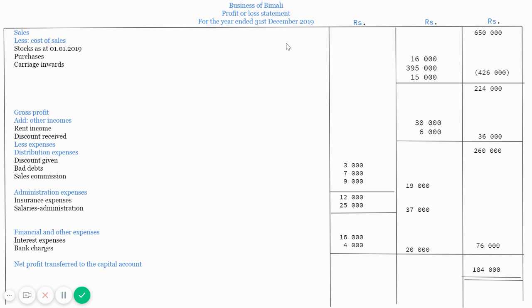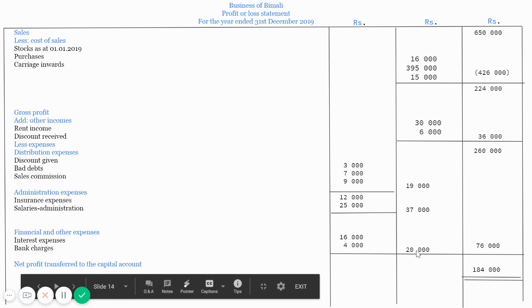Then for the cost of sales figure, you will be given half a mark. Then for the gross profit, then for the other incomes total balance, then the distribution expense total balance, administration expense total balance, financial and other expense total balance. Then for the cost of sales, another mark total. For the writing of this wording, you will be awarded marks, even though the figure is wrong sometimes. If the wording is mentioned, you will be awarded marks.